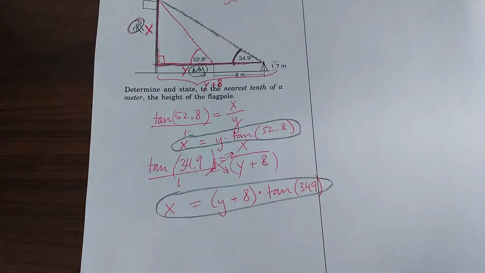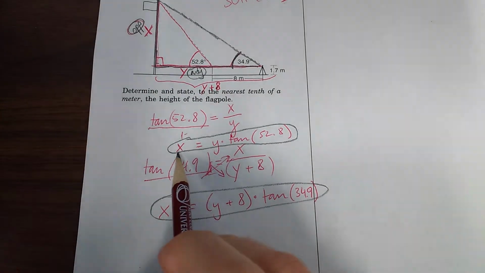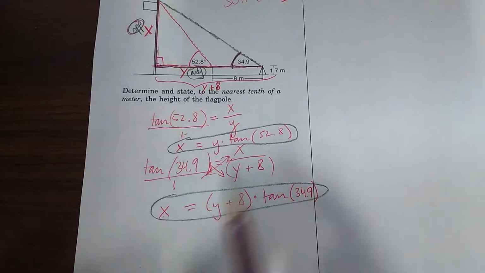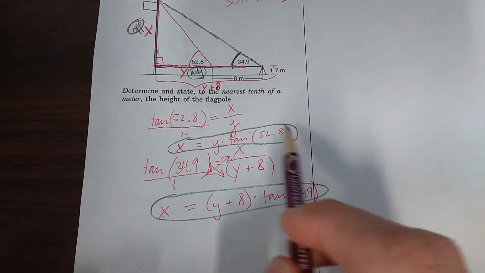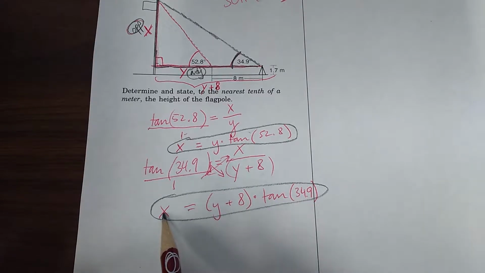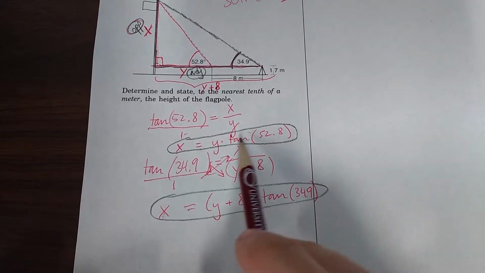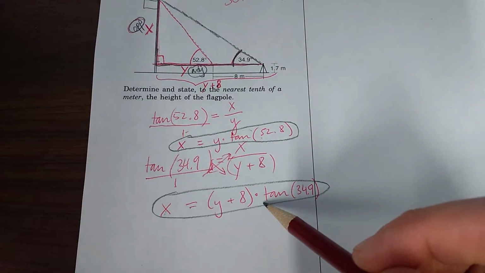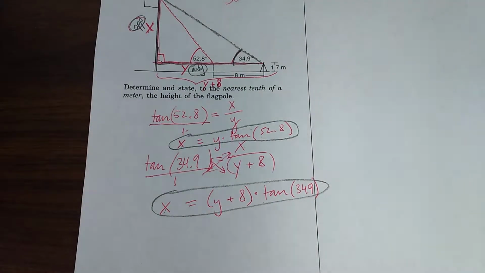And now notice that both of these equations are in the form of X equals something and X equals something. So notice that if this thing is equal to X and this thing is equal to X, if they're both equal to the same number, then that means that this is equal to this, right? That's called the transitive property.